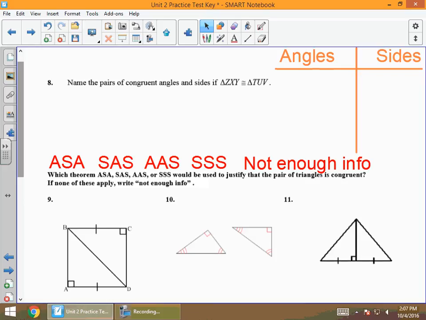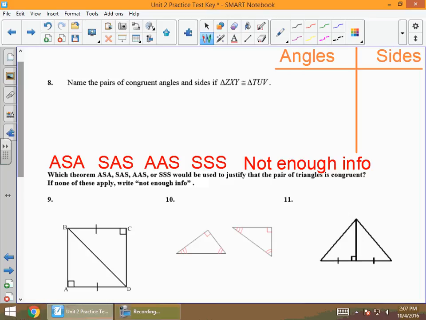So let's take a look at number 8. Number 8 is basically just talking about CPCTC. This is corresponding parts of congruent triangles are congruent. So if you are ever given a statement, whether it is in a proof or whether it is given to you in a problem, that two triangles are congruent, understand that all of the corresponding parts, so where they are in position, matters. So when I take a look at angles, I'm just going to do my angles first.